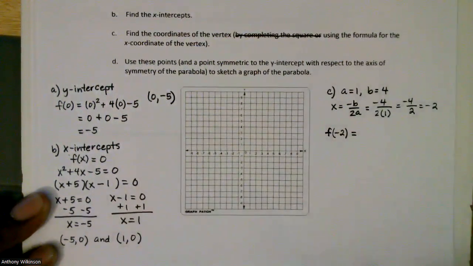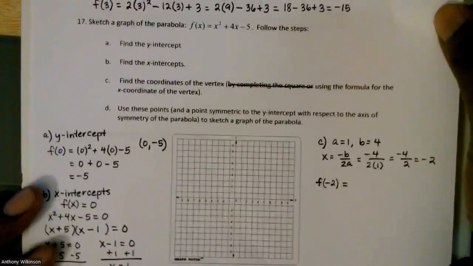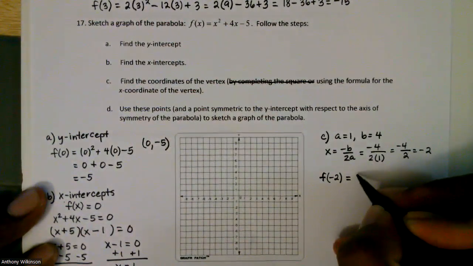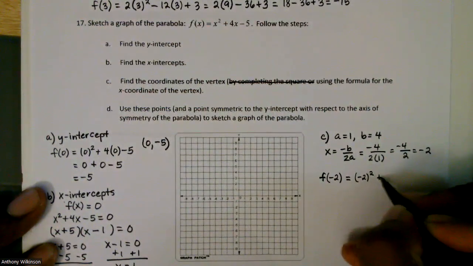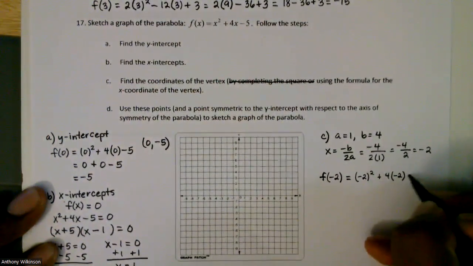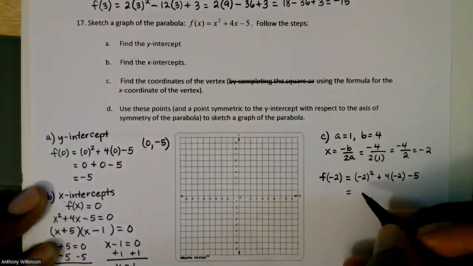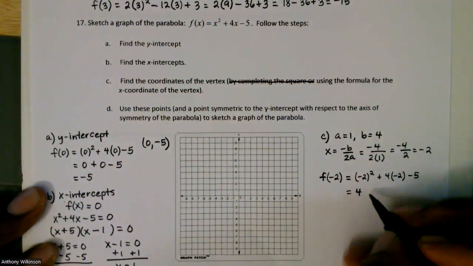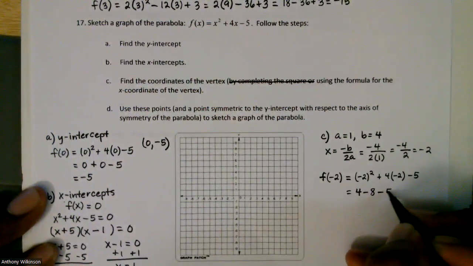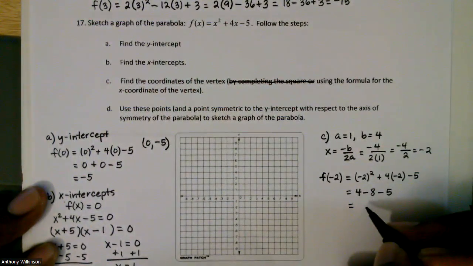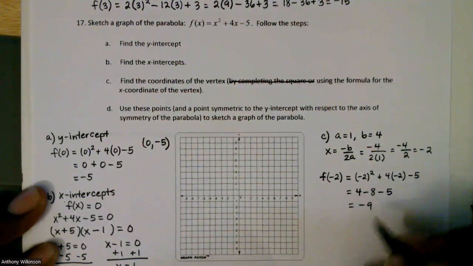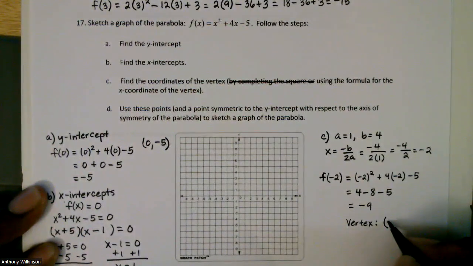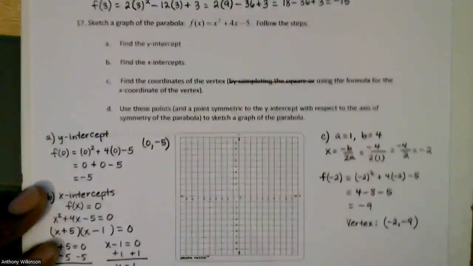For the y coordinate, I take the original function and substitute each x with -2. So that means I'll have -2 squared, plus 4 times -2 minus 5. -2 squared would be -2 times -2, or positive 4. Plus 4 times the -2 would be -8, and then minus 5. 4 minus 8 is -4. -4 minus 5 would be -9. So the vertex of this parabola would be the ordered pair -2, -9.